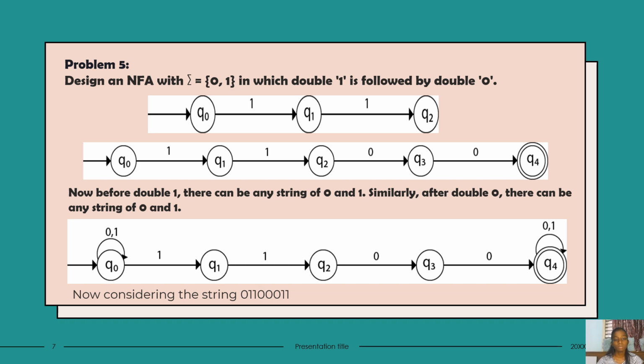Here, before double 1 there can be only strings of 0 comma 1. Similarly, after the double 0 there can be only strings of 0 and 1. So Q0 has a self loop of 0 comma 1, which will move to the Q1 state having input value 1, moves on 1 to Q2, Q3, Q4, which is the final state. Now here you will get a string such as 0 1 1 0 0 0 1 1.